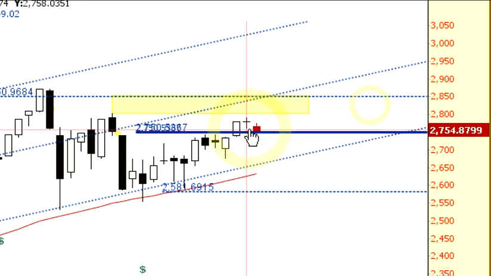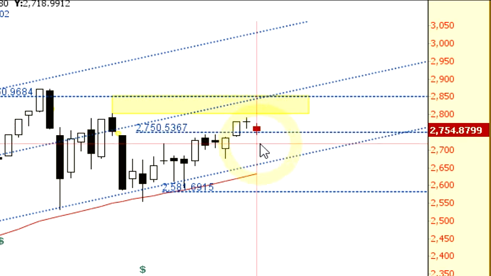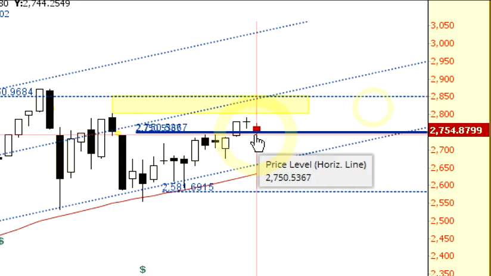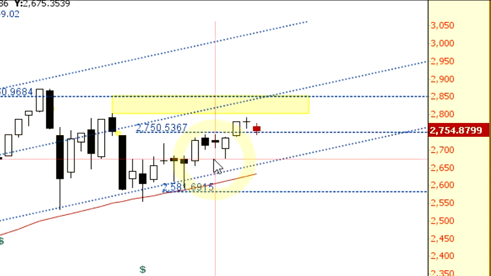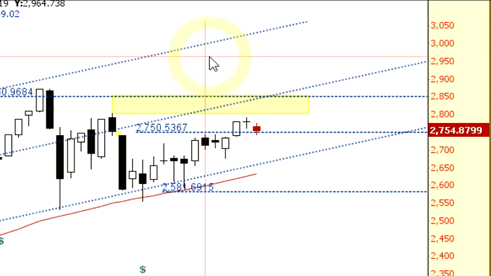For the simple system that I use, it's actually a sell signal. Right there is a sell signal. So I just wanted to point that out.